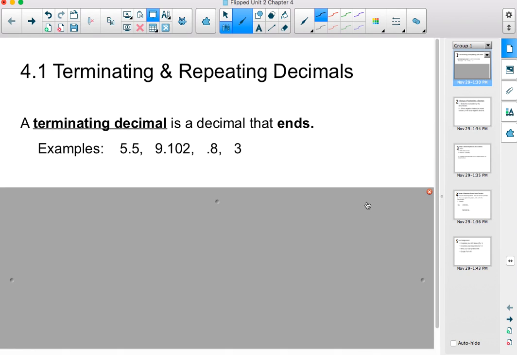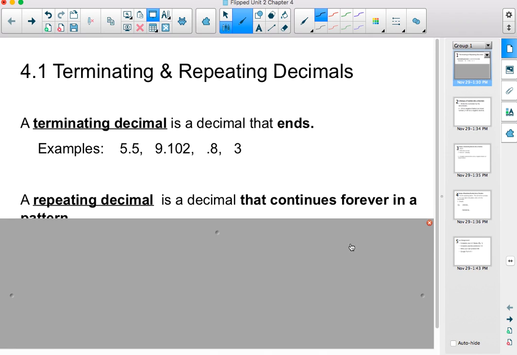So these notes will be at the bottom of page 1 in your Chapter 4 notes. First is a definition for a terminating decimal. A terminating decimal is a decimal that ends. That's it. As long as it has an ending, as long as it doesn't go on and on and on forever, it's called a terminating decimal. So I have 4 examples for you: 5 and 5/10, 9 and 102 thousandths, and 8/10. Also, whole numbers are technically terminating decimals as well. So 3, the whole number 3, would have a decimal after the 3 and it would end, so that is a terminator as well.